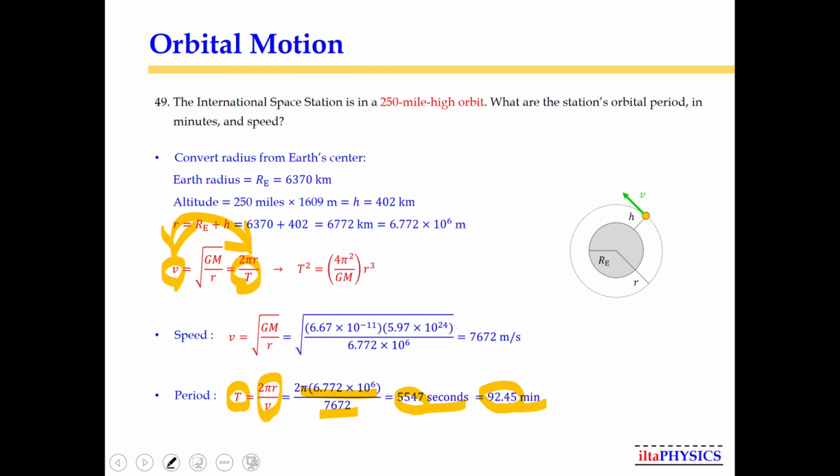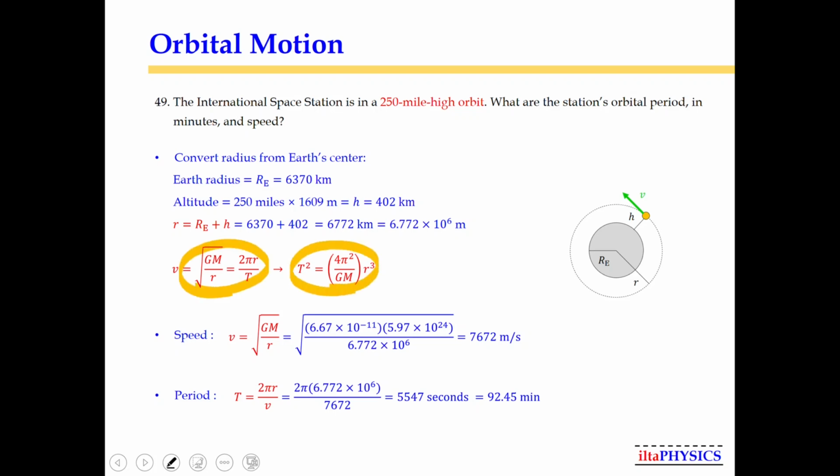Today we solved some basic problems regarding the orbital motion of satellites. Please make sure to memorize the two related formulas we used today, the speed formula and the period formula, and practice applying them to different problem conditions.